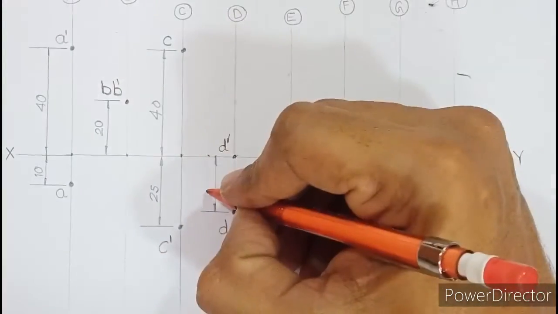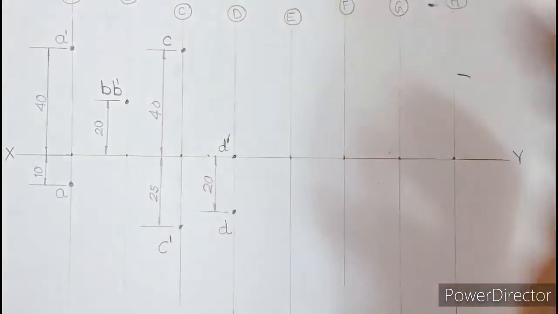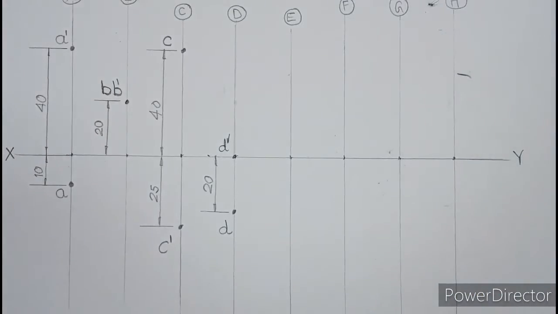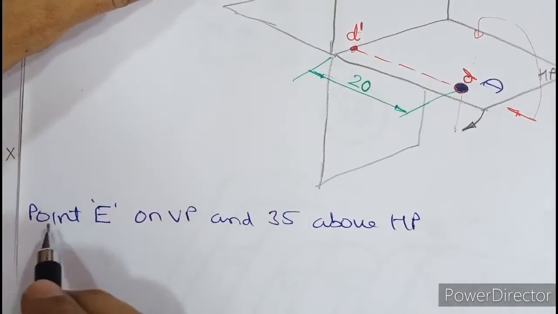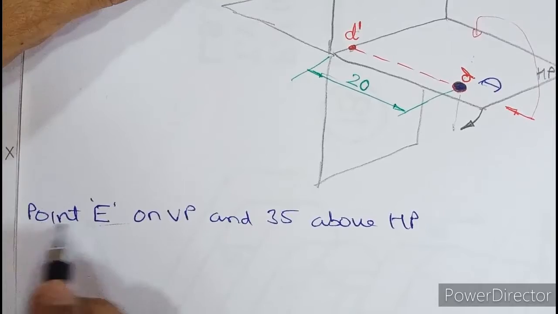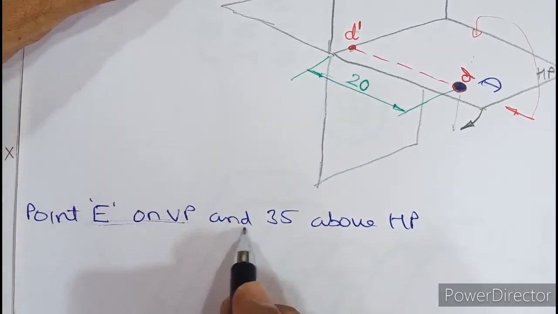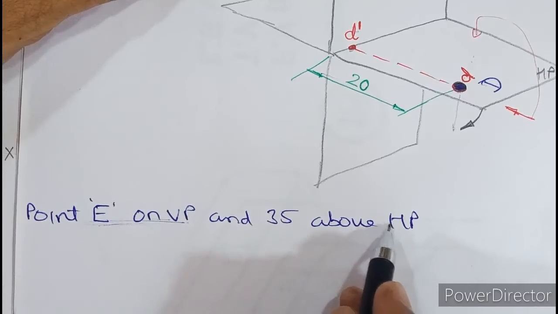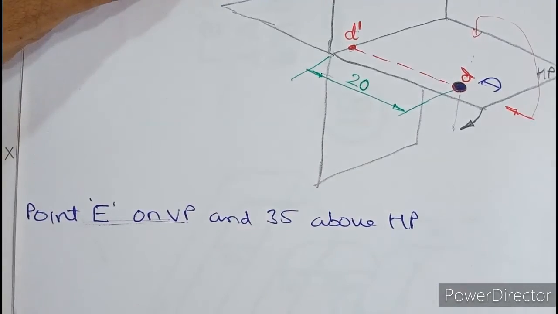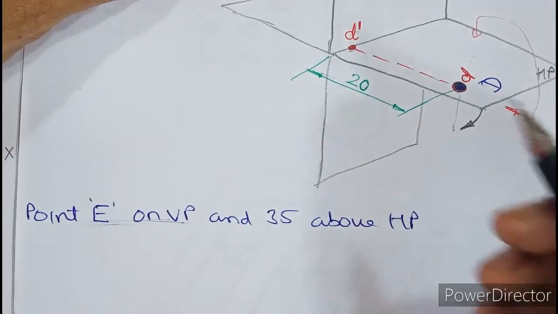And write 20 on this side. Now the next part is point E on VP. Point E on VP, neither in front nor behind, and 35 above HP. So in which quadrant does the point lie? On VP and 35 above. So it lies in first and second both.